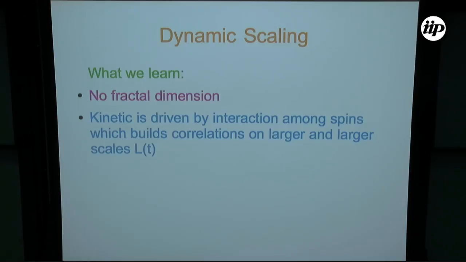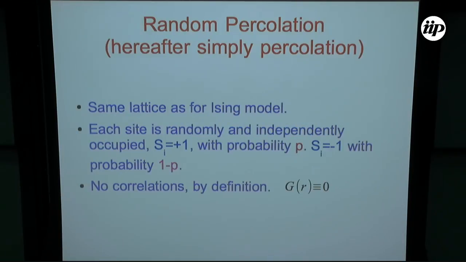And then, of course, the kinetics is driven by interaction, which builds this correlation, which spreads over larger and larger distances. So this was coarsening. Now let me present a brief introduction to percolation, just to fix the notation. So we want to compare percolation to coarsening, so we stay on the same lattice, for instance, the square lattice.